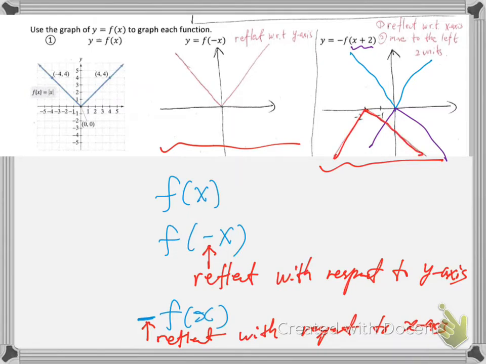So if the negative sign is outside, that means reflect with respect to the x-axis. If it's inside, reflect with respect to the y-axis. And I already gave you the table in the classroom, right? There's a table of all the transformations.